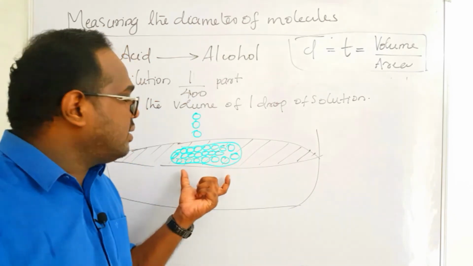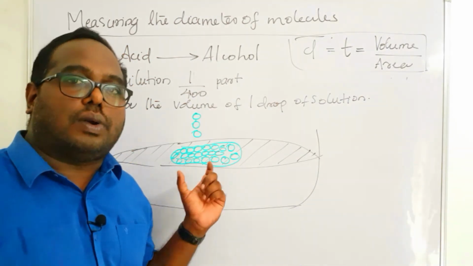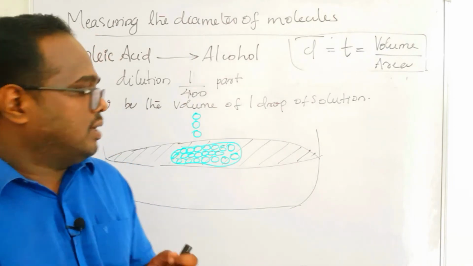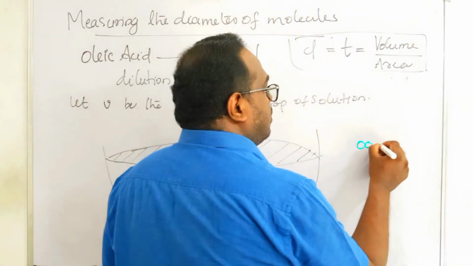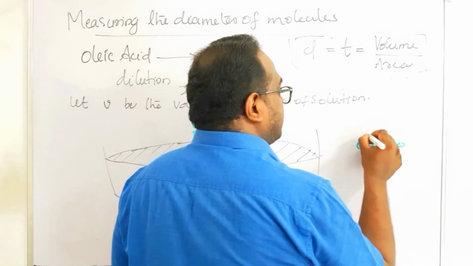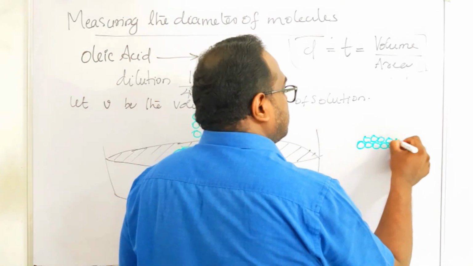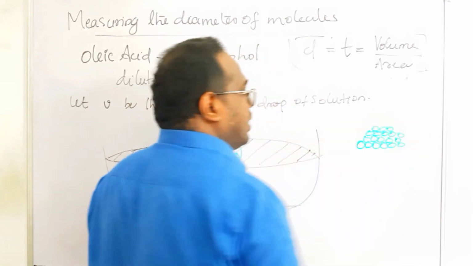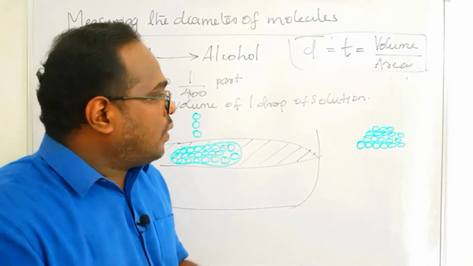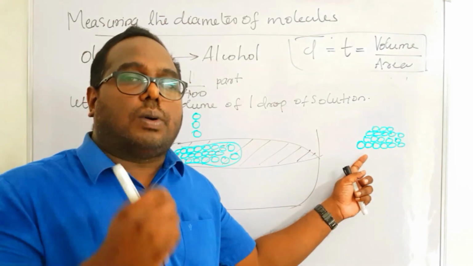What is the remaining thing? The remaining is oleic acid molecules only, right? Yes. So when you pour, the molecules will fall like this, right? Above this, above this, above this. It will be like this. Correct? Then what happens is, this is a very diluted quantity, right?